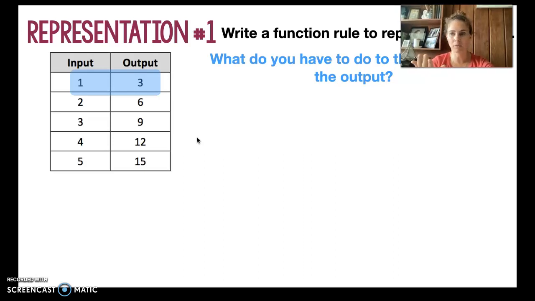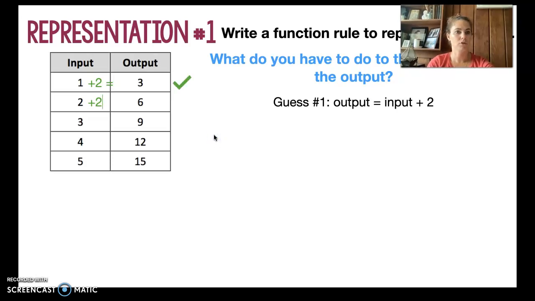So I'm starting with just one input-output pair. According to this table, if I put 1 into my function, I should get a 3 out. So my first guess might be, okay, well, I know that 1 plus 2 is 3, so let's try that rule. My output is equal to my input plus 2. So 1 plus 2 is 3. It works for the first one. 2 plus 2 is 4, which doesn't work because according to my table, I should get 6. So I know that that rule does not work.